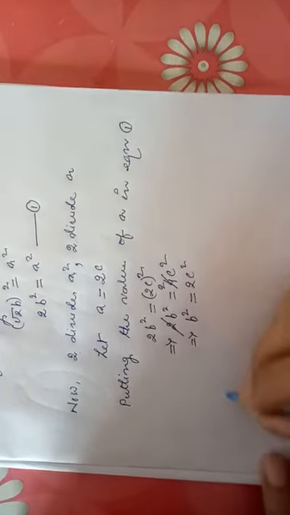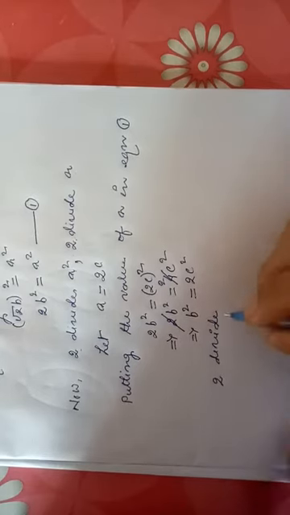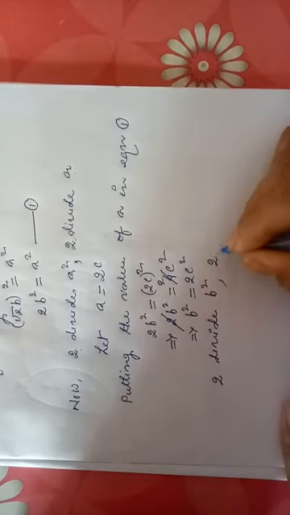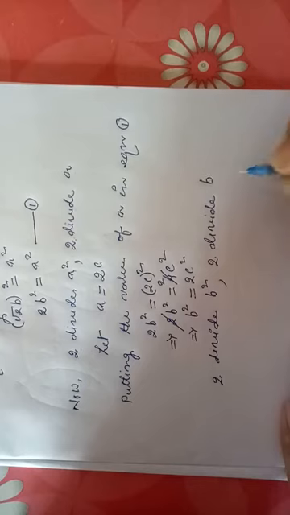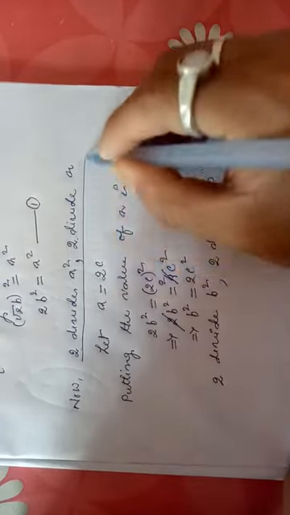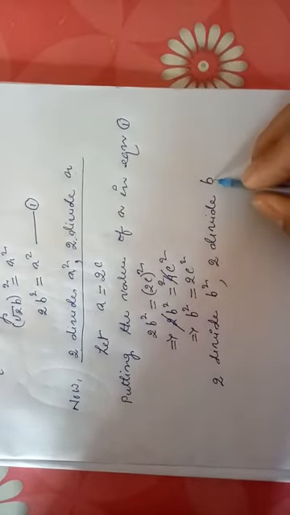We tell that 2 divides b square, which implies 2 divides b also. So we see that 2 is a number which divides a and b also, a as well as b. You see this relation? 2 divides a and 2 divides b. That means 2 is the common factor of both a and b.